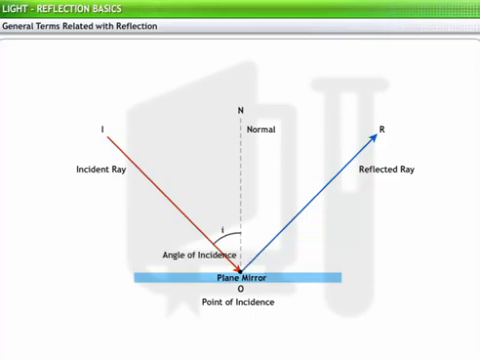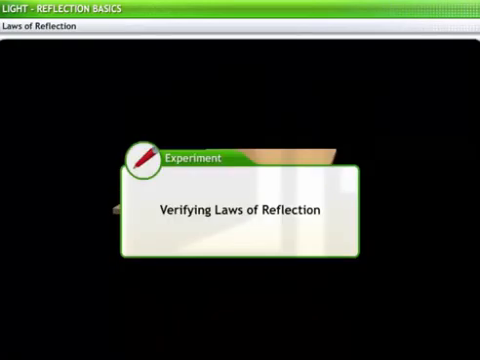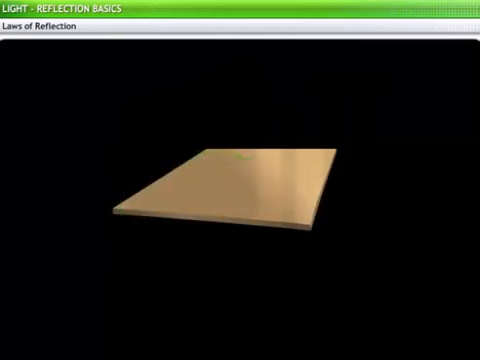The angle of incidence is the angle between the incident ray and the normal, and is denoted by I. The angle of reflection is the angle between the normal and the reflected ray, and is denoted by R. Let us examine the properties of reflected rays by conducting an experiment.